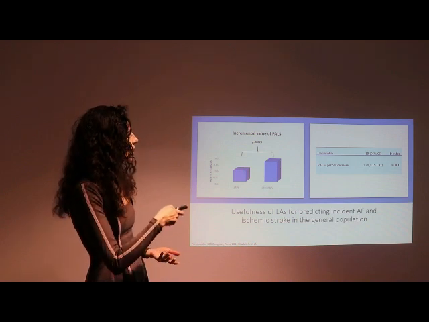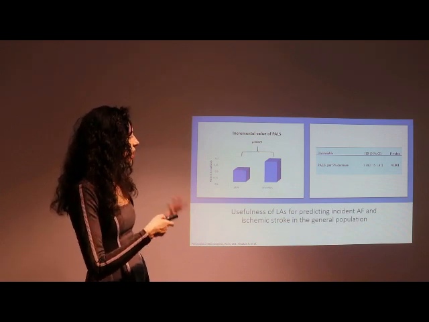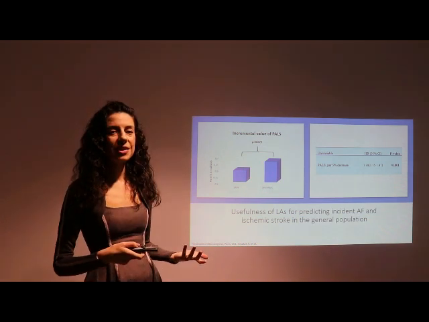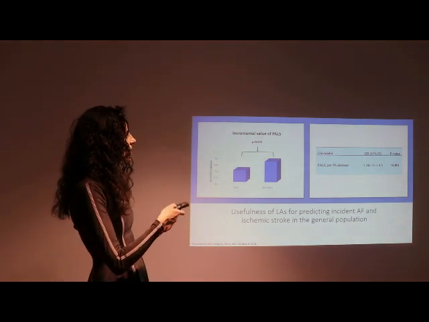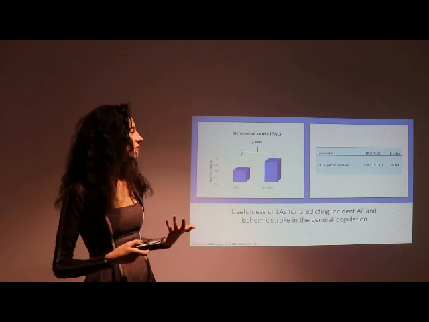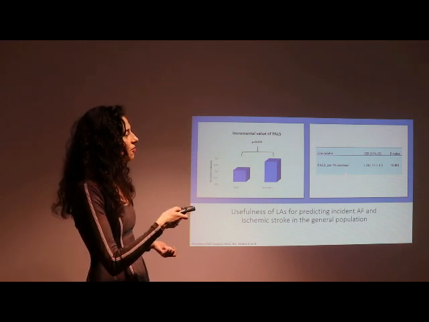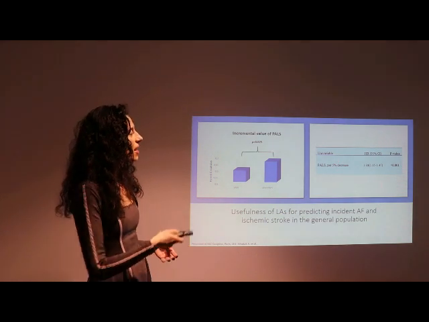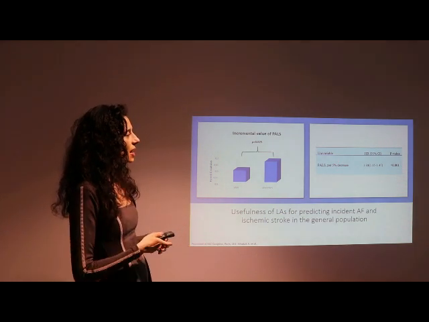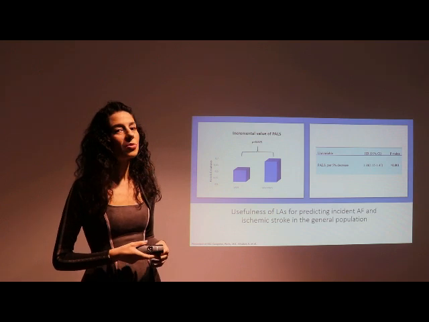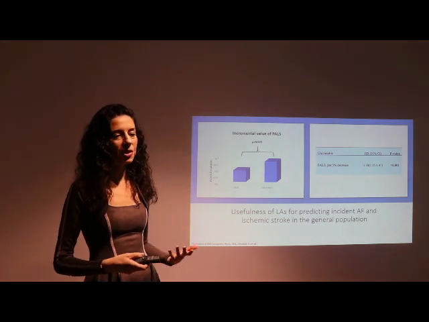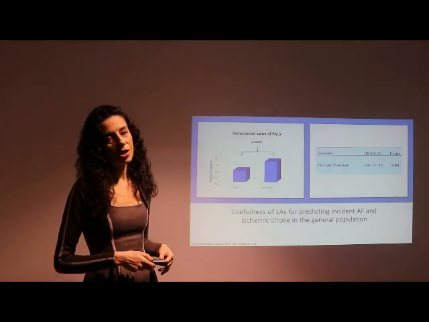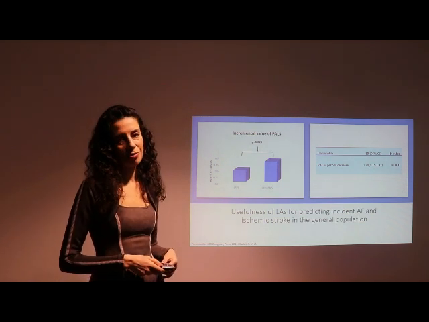stroke, but when the strain of the left atrium is added to LAVI, it has its incremental value, and every 5% decrease in the strain of the left atrium leads to a 30% increase in the risk for development of atrial fibrillation and ischemic stroke.